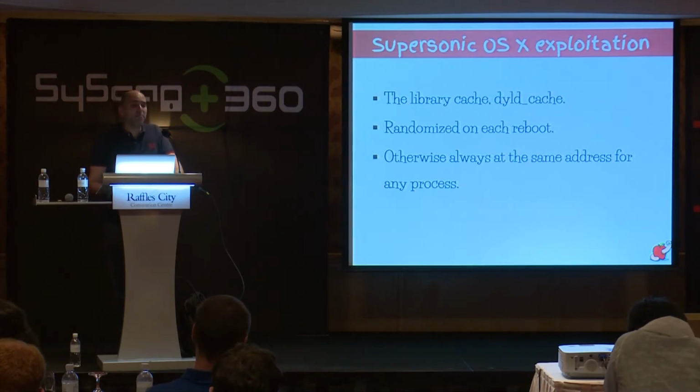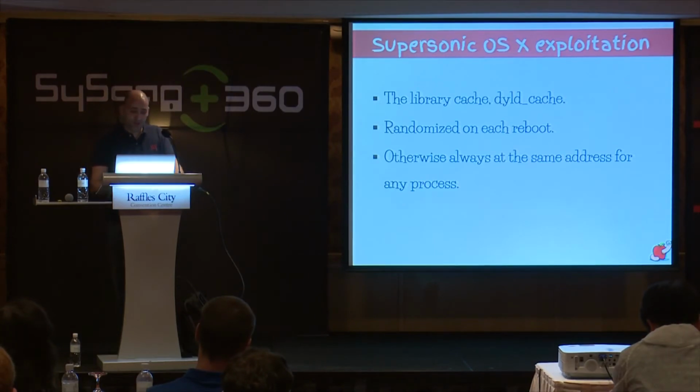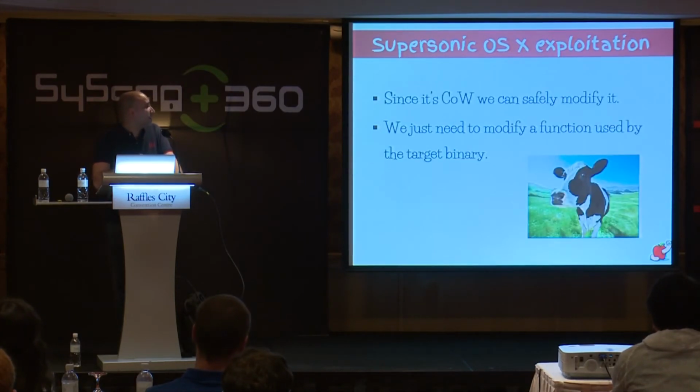This cache is mapped into every process. It is randomized on each reboot, so there is some entropy in this. But while the machine is up, it is the same address for any process. So there is something in memory that is at a fixed position. We are brute forcing, so it's okay for us. We can abuse it.